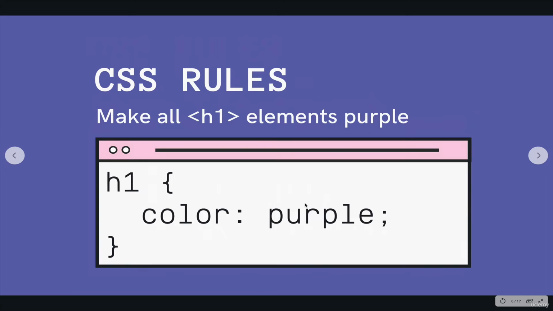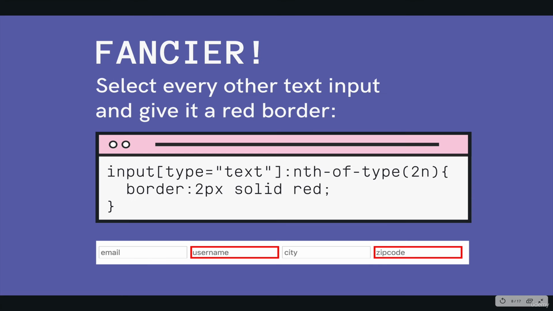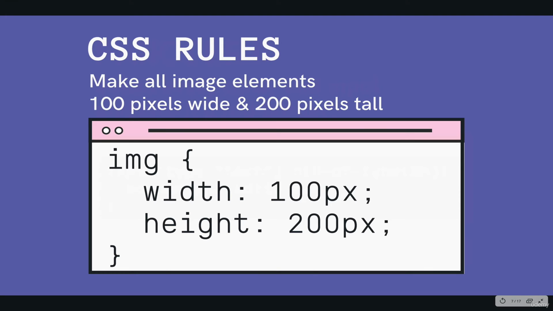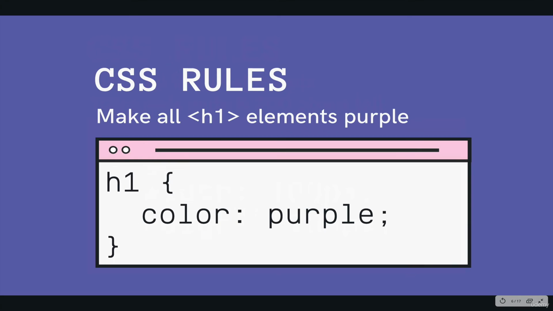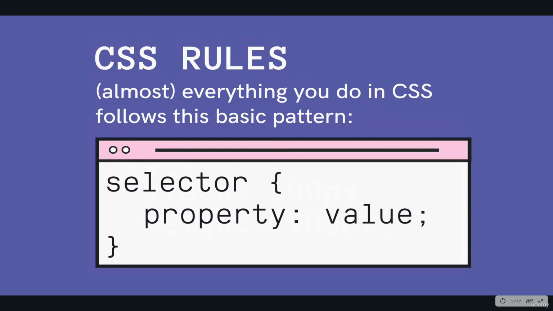So it's always this same pattern. We select something, all H1s, all images, every other input with the type of text. There's all these different selectors we will continue to learn about. We're not really learning about them yet, so we will learn about them in the next couple of sections. But for now, this pattern is what is most important. Select something and then set these properties, set these styles on those things we just selected.